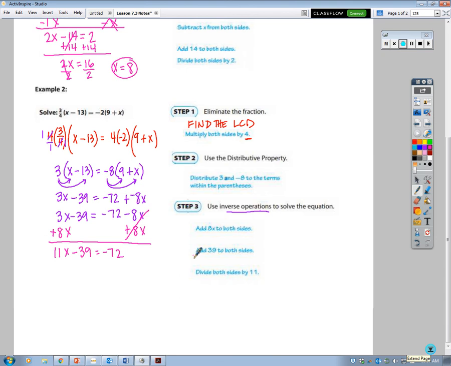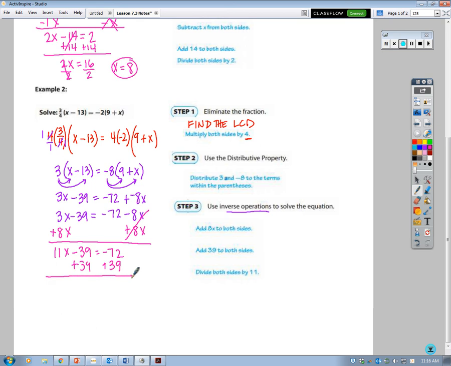Okay. The next thing I'm going to do is add 39 to both sides because I'm combining my constants. And remember, you can't bring 72 over because then you have nothing on this side of the equal sign, and you have to have variables on one side, constants on the other. And since this is a subtracting or a negative, I need to add 39.